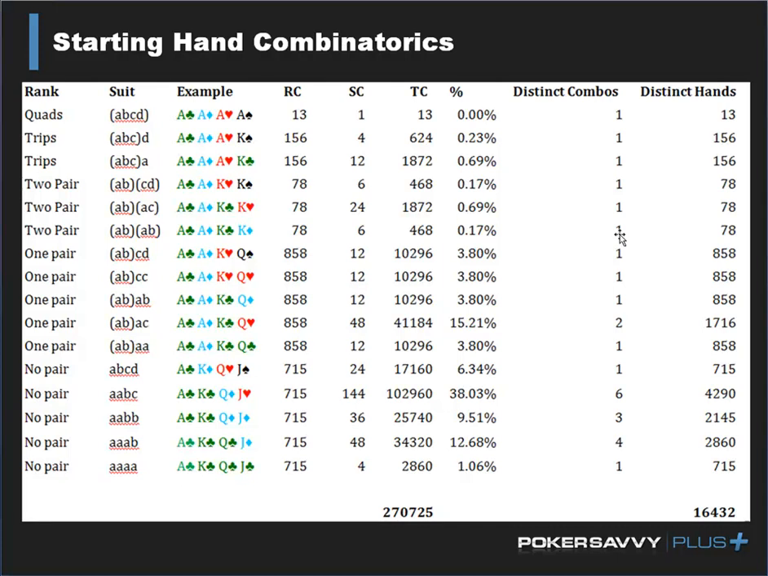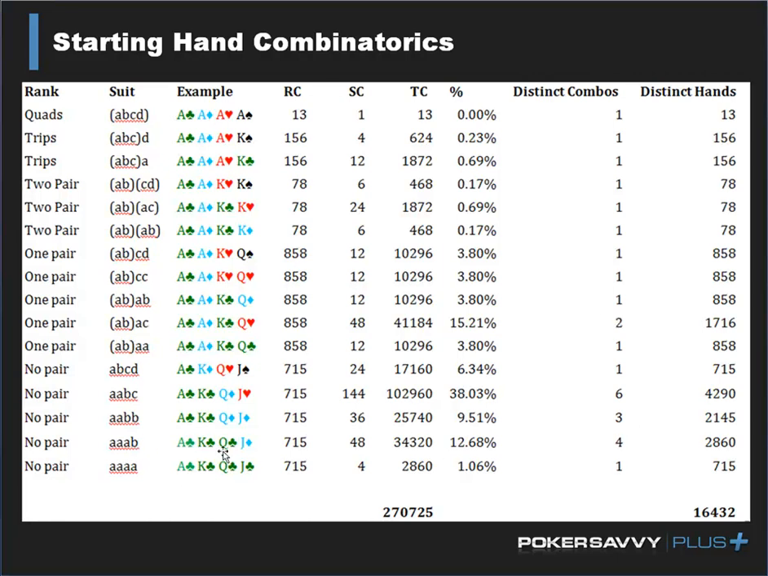They're double suited to the ace. Both suits are suited to the ace. All of the single suited, double paired hands are the same. They're all single suited to that top card, to whatever the top pair is. There are variations in some of these other ones, and they're accounted for with different numbers of distinct combos.